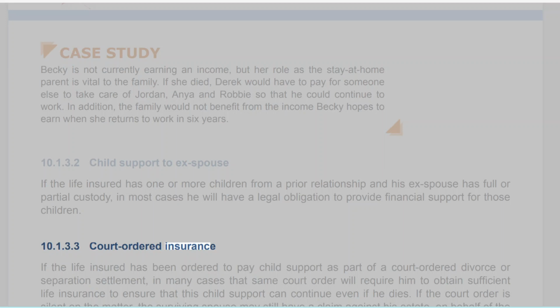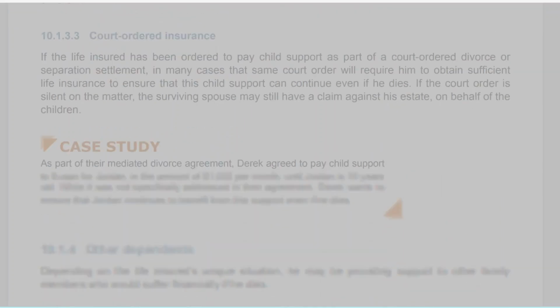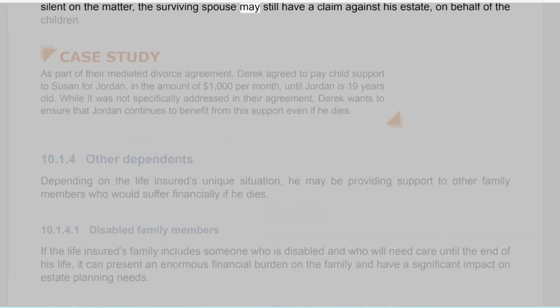10.1.3.3 Court-ordered insurance. If the life insured has been ordered to pay child support as part of a court-ordered divorce or separation settlement, in many cases that same court order will require him to obtain sufficient life insurance to ensure that this child support can continue even if he dies. If the court order is silent on the matter, the surviving spouse may still have a claim against his estate on behalf of the children.